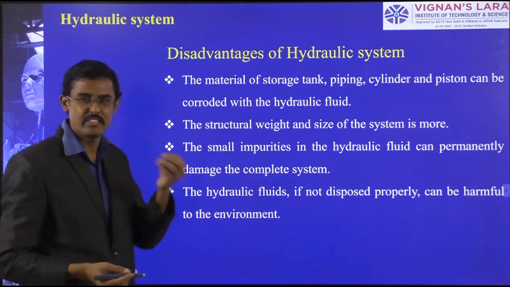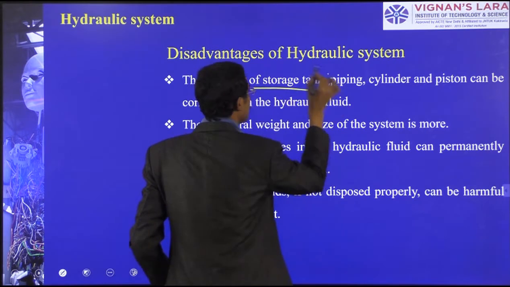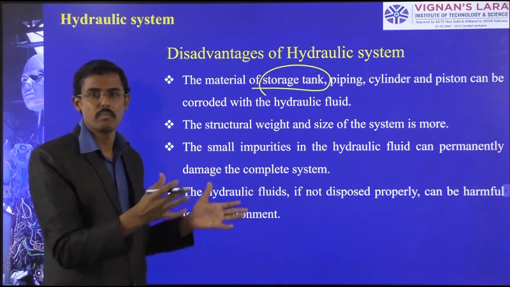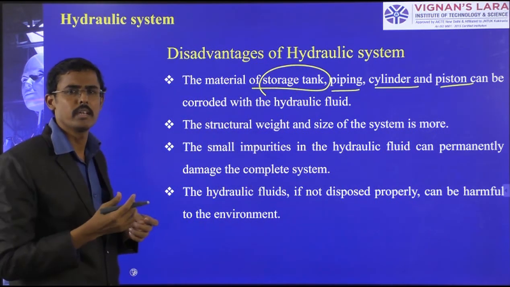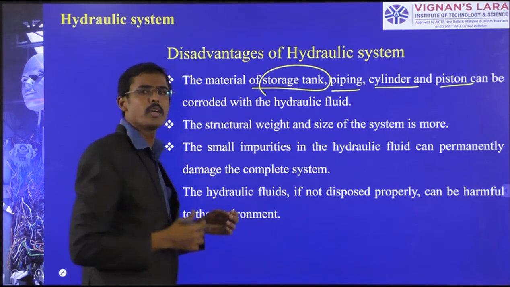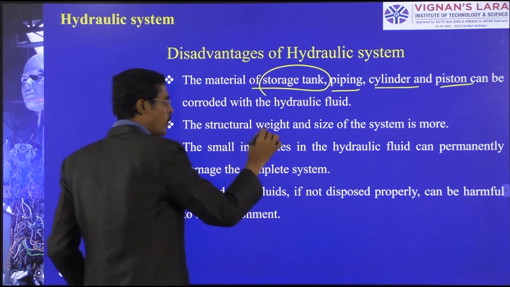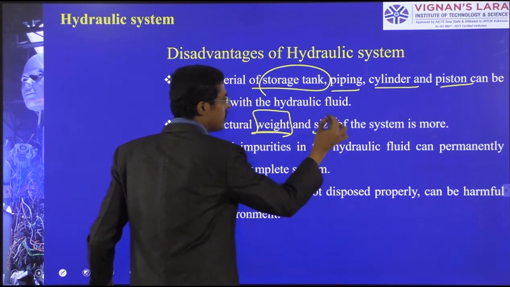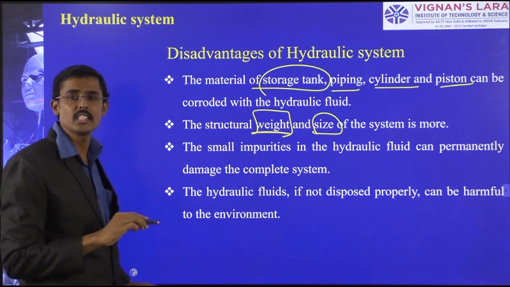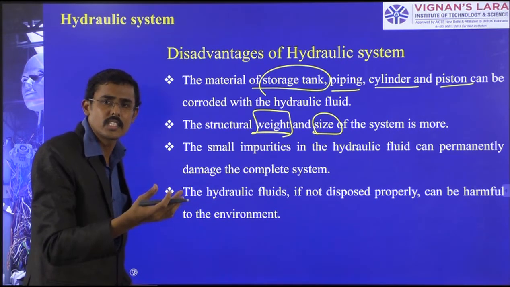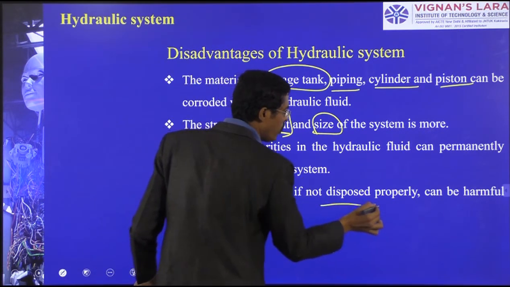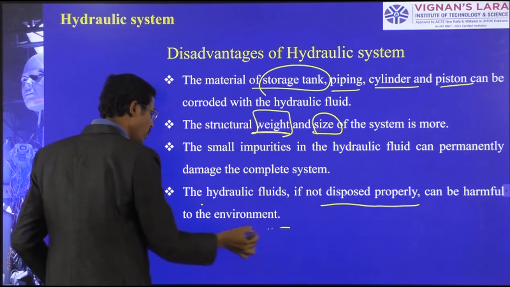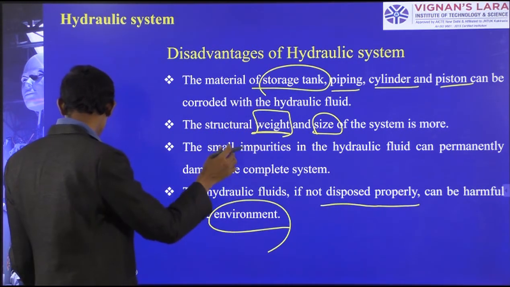But what are the disadvantages here? A large storage tank is needed to fill or maintain the fluid, and the piping, cylinders and pistons involved may corrode due to contact with the fluids. Therefore, the structural weight may differ with size. When the size and weight change, the fluid pressure applied will change with respect to the regulators applied. Hydraulic fluids, if not disposed of properly, can be harmful to the environment. So that is how we should maintain such things.